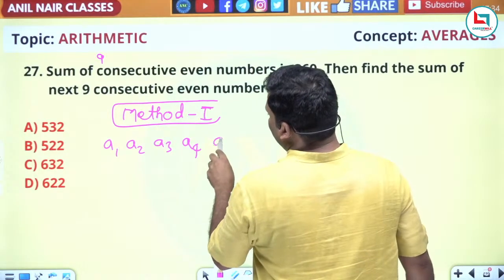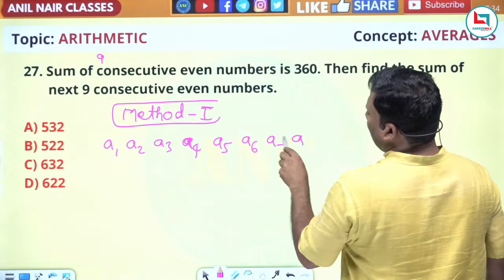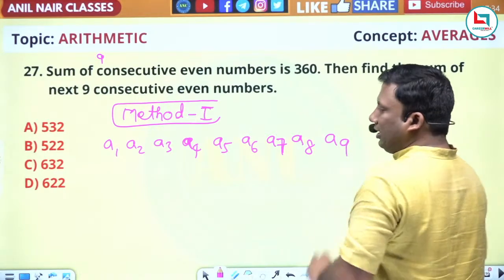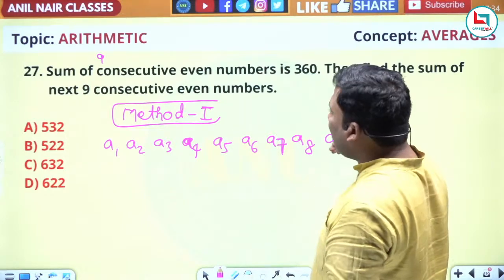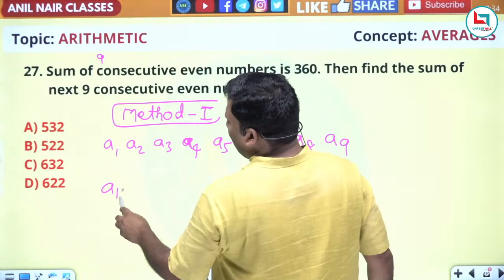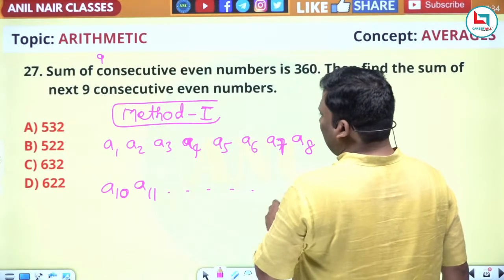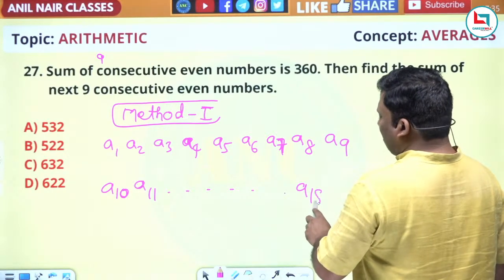A1, A2, A3, A4, A5, A6, A7, A8, A9. Once you understand direct step, you will get the answer. These are 9 consecutive even numbers. Find the sum of the next 9 consecutive even numbers. Next 9 will be A10, A11. You don't need to write it. Just like this. A17, A18. Next 9.